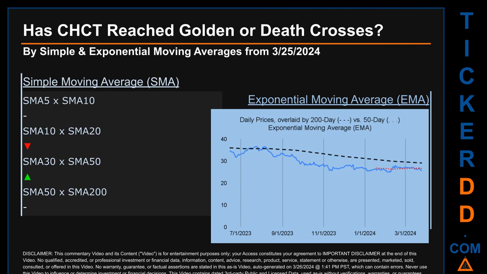Has CHCT price reached golden or death crosses? Golden cross and death cross are basic signals that compare average prices across two specified trade day ranges, a short-term versus a long-term range.